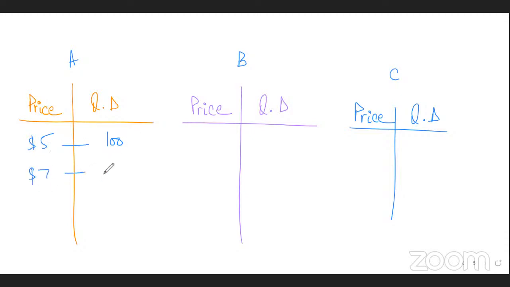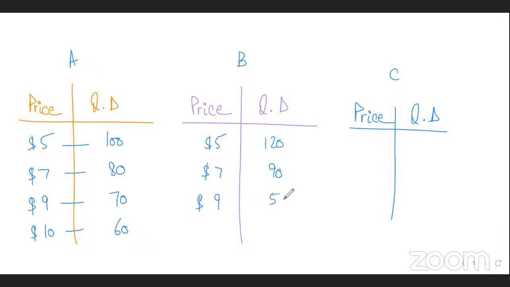At $7, we know there's an inverse relationship between price and quantity demanded, so it will be something less. For a price even higher than that, it will be even lower, and so on and so forth, right? Similarly for consumer B, at this price, how much is the quantity demanded? Let's say this much. At this price, let's say this much, and so on. Yes or no? So after we know the individual demand curves, finding the market demand is not a problem, because all we have to do is aggregate the quantity.